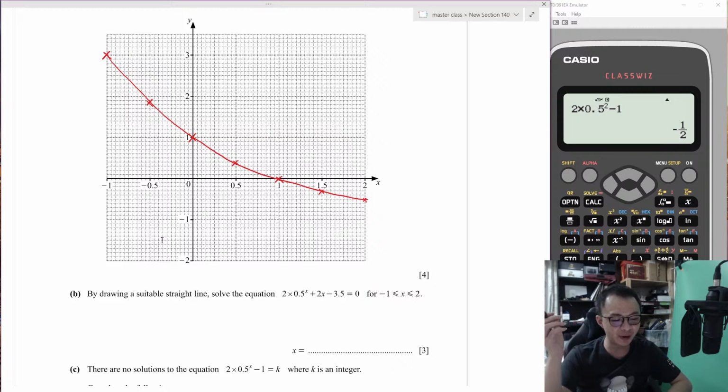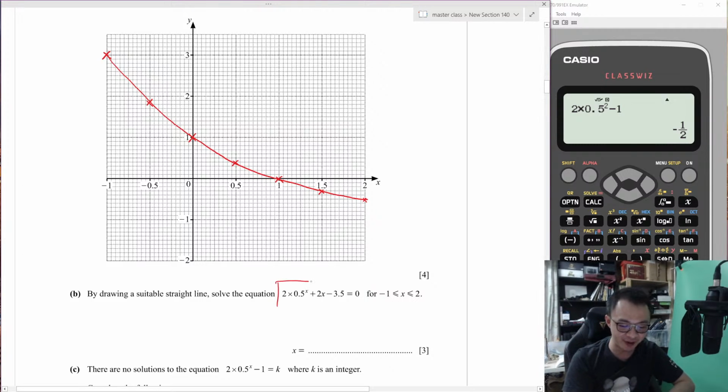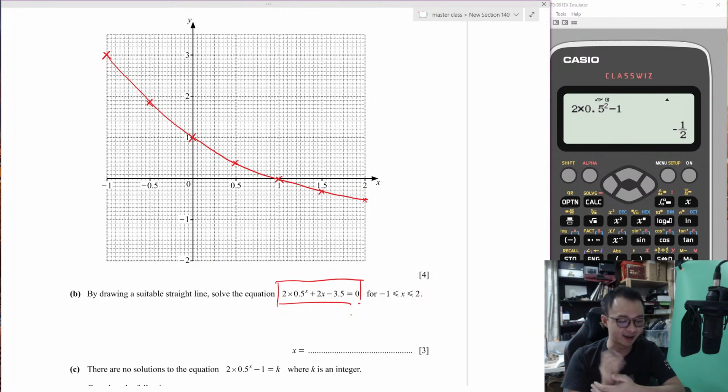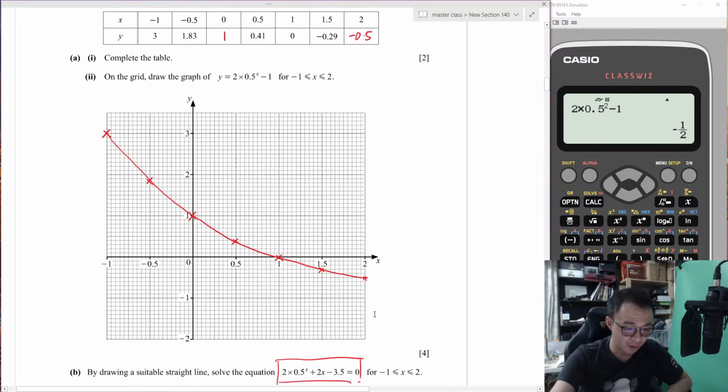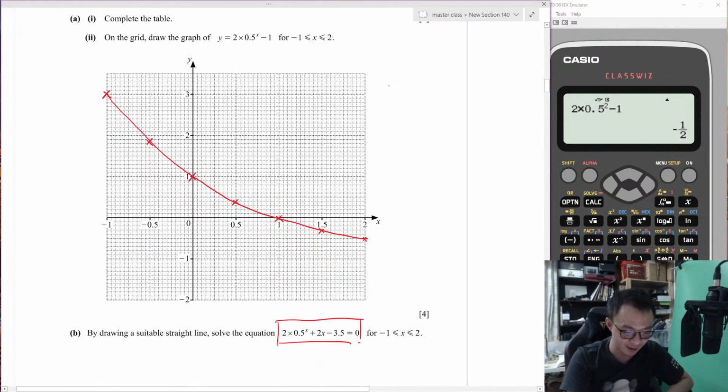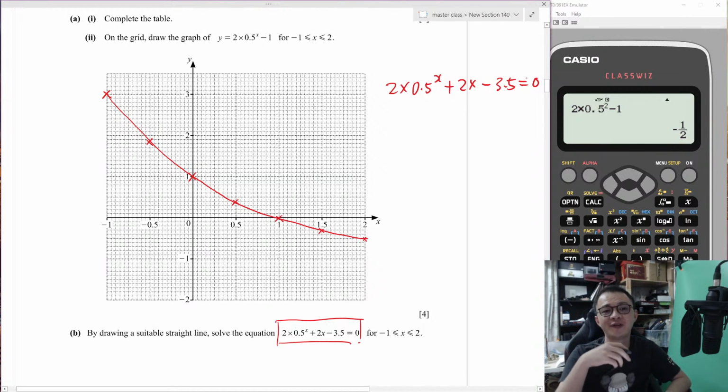So right now, what we want to do is draw a straight line. But the problem is you don't see any straight line from this equation yet, because this equation is actually mixed between the straight line and the curve here. So this is 2 multiply 0.5 power of x plus 2x minus 3.5 equals 0. First I want to sub in the y.